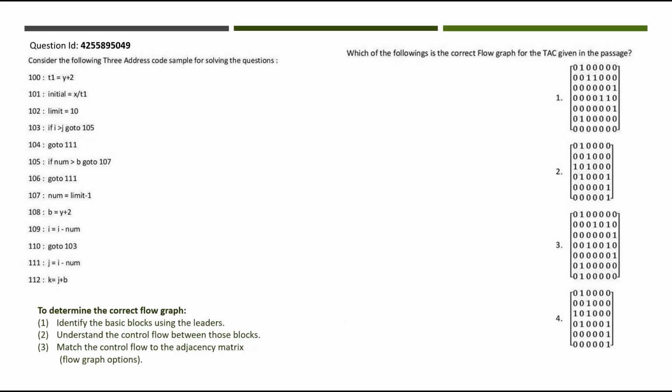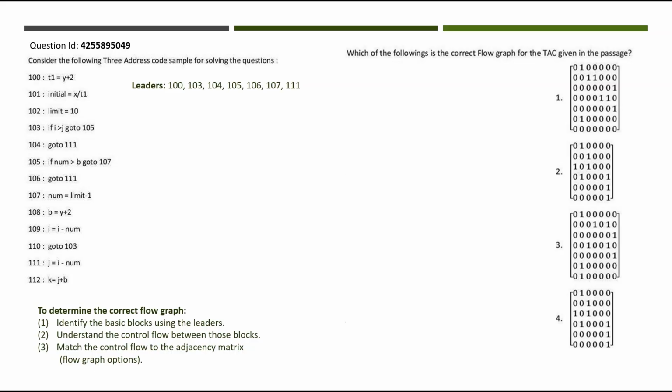To determine the correct flow graph, there are 3 steps. Identify the basic blocks using the leaders. So we already have the leaders here. Understand the control flow between those blocks. Match the control flow to the adjacency matrix. That is the flow graph options.